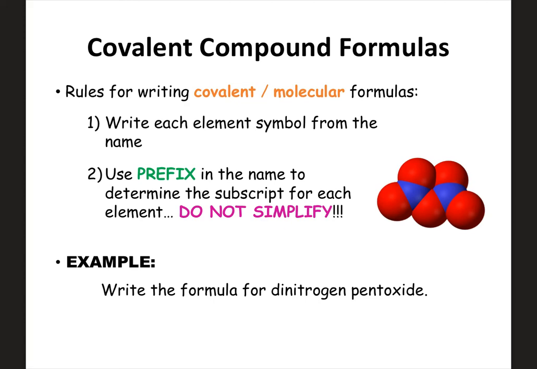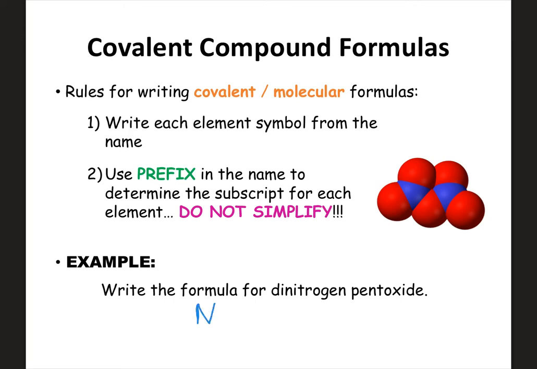So, all right, let's take these rules and jump right into an example. Again, you can pause the video if you want to try it and then come back and see if you got it right. So the first example here is dinitrogen pentoxide. According to the rules, you write the element symbol for each from the name. So the first element there is nitrogen. I see dinitrogen, but it's nitrogen, so that's just N.